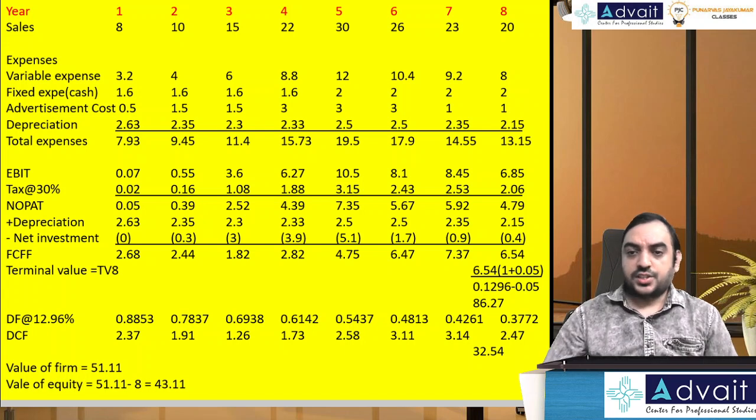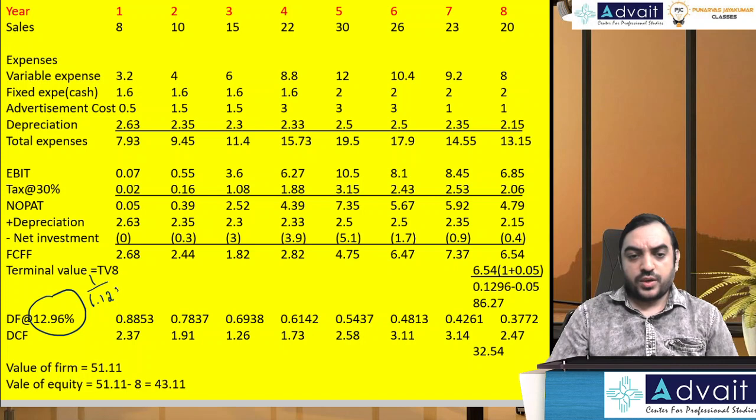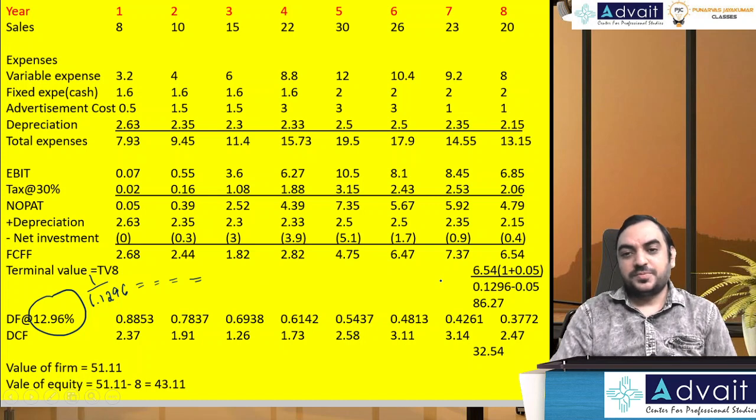Discounting factor calculation. 1 divided by 1 plus R. So 1 by 1.1296. Keep pressing equals, equals, equals, and you get every year's calculation.